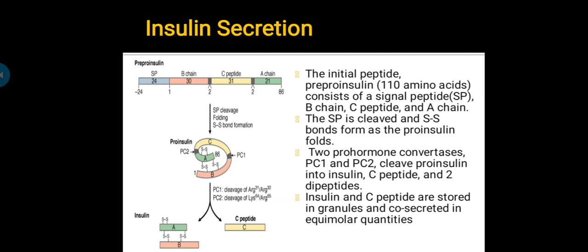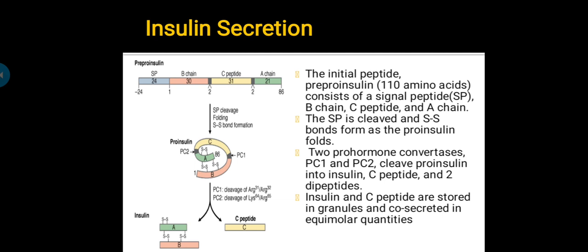Insulin and C-peptide are stored in the granules and co-secreted in equimolar quantity. So PC1 cleaves one side and PC2 cleaves the other side. This generates insulin and C-peptide. So insulin A and B chain are joined and C-peptide is liberated. So there is equimolar release of the insulin as well as C-peptide.